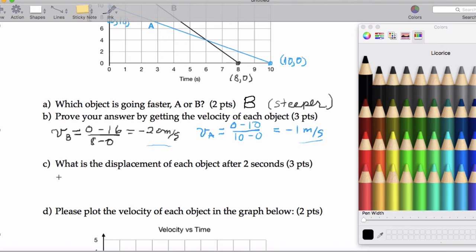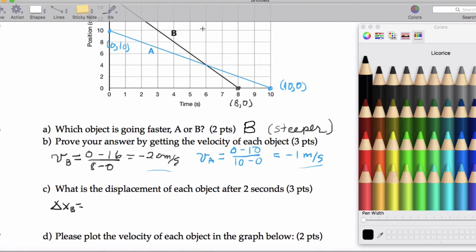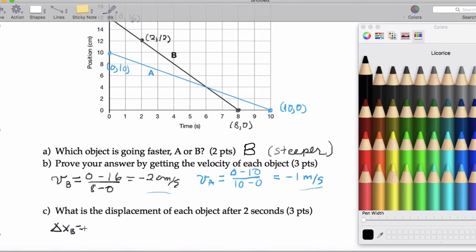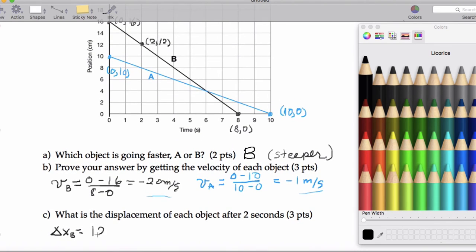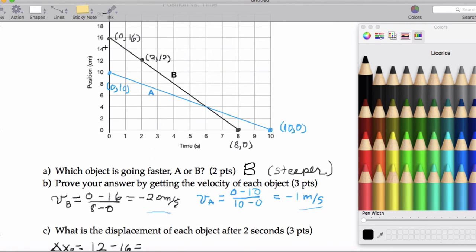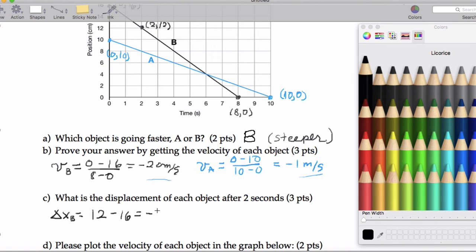To do that, I'm just going to say the displacement for object B. So I go to this graph up here, and at 2 seconds, it looks like the object is at 12. So to get the displacement, that's just going to be 12 minus 16. I'm basically taking the rise of the object, just this part here, in the rise over run calculation. So that's negative 4 centimeters.